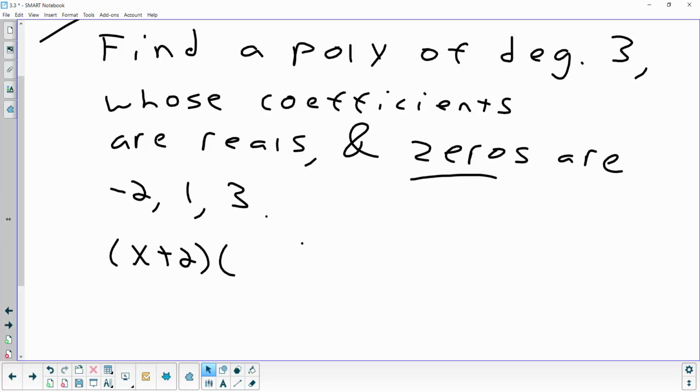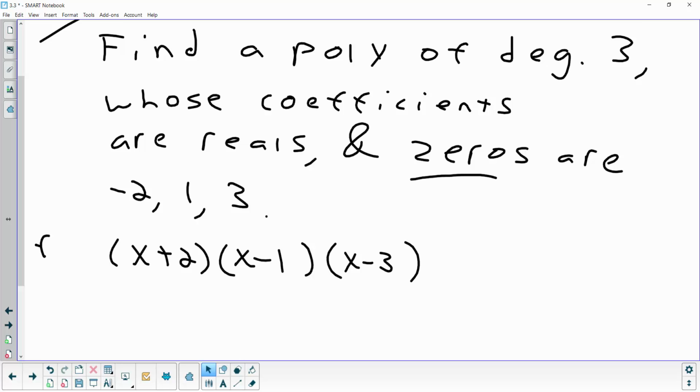How about if 1 is a root? What would that come from? X minus 1. It would have to come from the factor x minus 1, because now you can fill in a 1 and you get 0 there. And what about if 3 is a root? X minus 3. So if you were to type that in on your calculator and graph it, it would cross the x-axis at exactly those spots.